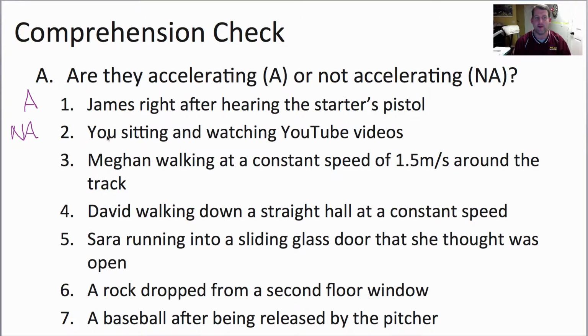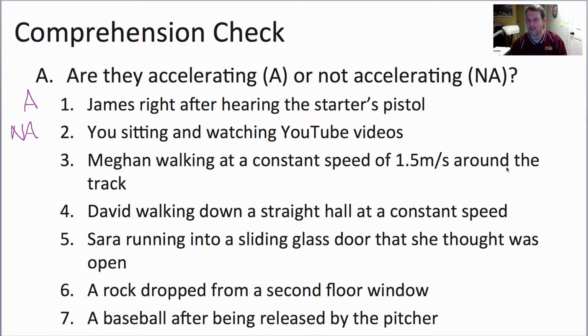Now, you might say, but wait a second, I'm sitting on the earth, and the earth is spinning, and I'm spinning with the earth, so I'm turning around the earth, so I am accelerating, and you would be absolutely right. So if you put accelerating on that because you're sitting on the earth and accelerating around the earth, then yay for you, you're right. Megan walking at a constant speed of 1.5 meters per second around the track.